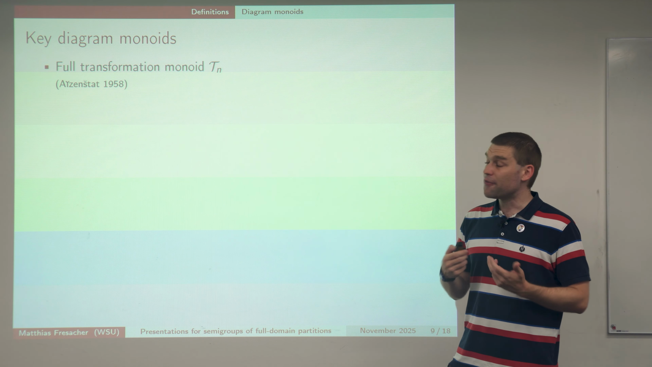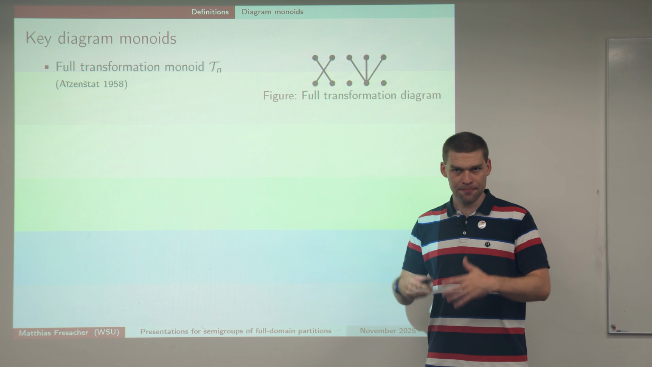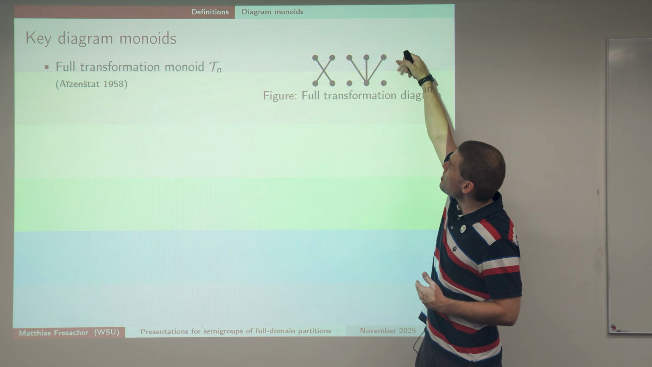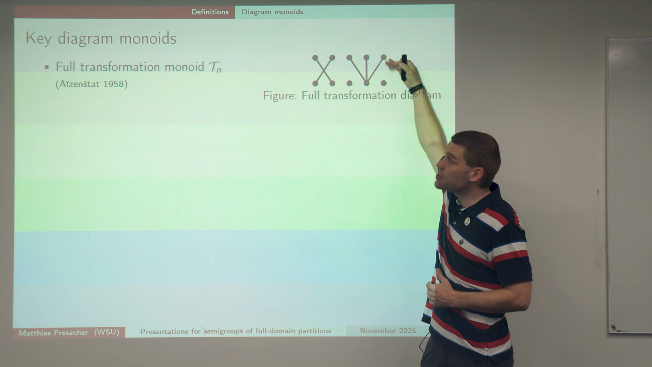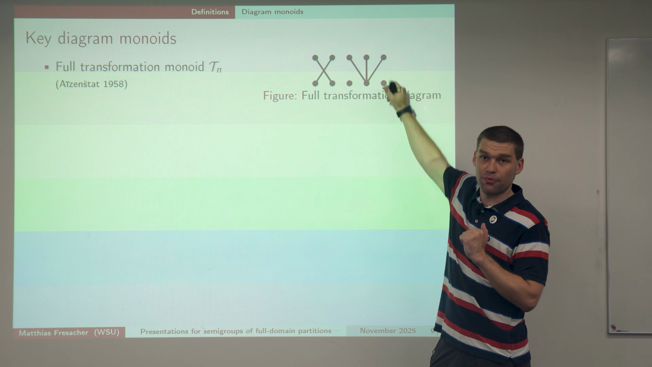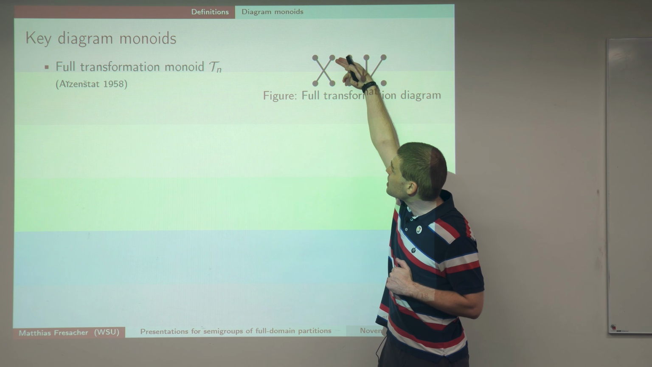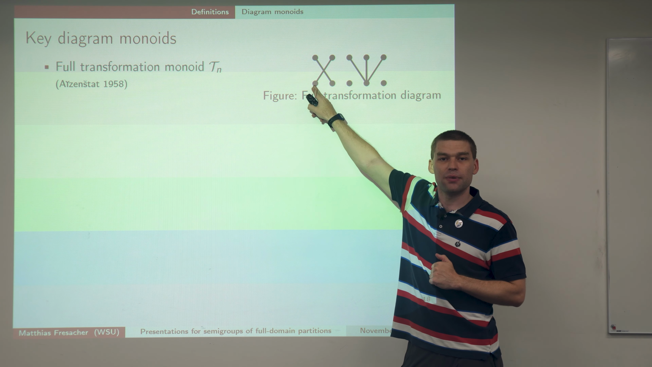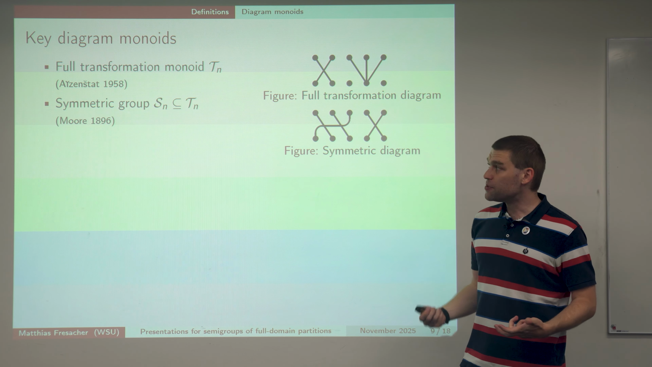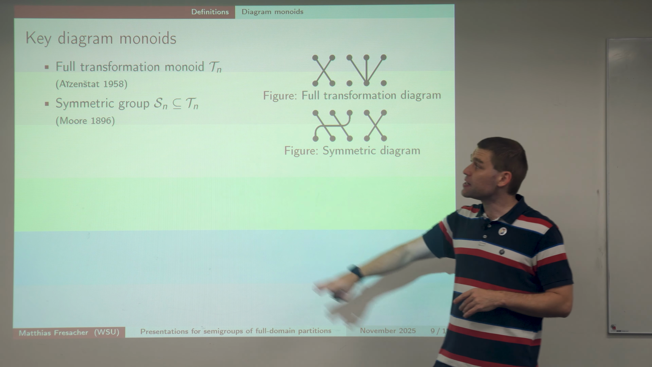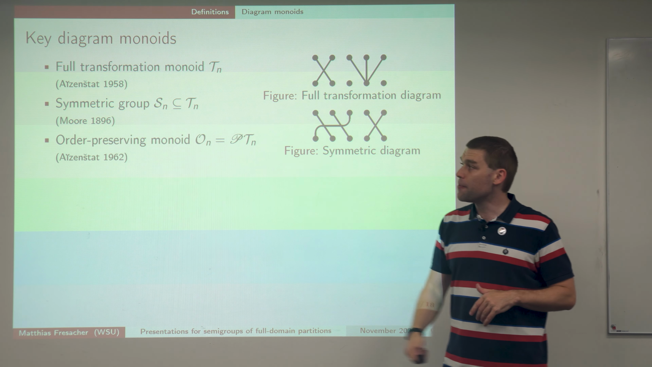So that brings me to the key diagram monoids that we are going to need for this talk. For that we have the full transformation monoid, Tn, which we can basically think of as a map from a set, which is the top row of vertices, to that same set, now the bottom row of vertices. So for example, this element here gets mapped to this element here. From this definition, we can see that the symmetric group is going to be a submonoid of our transformation monoid.